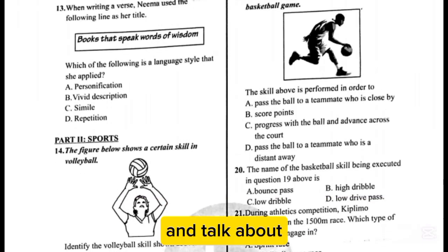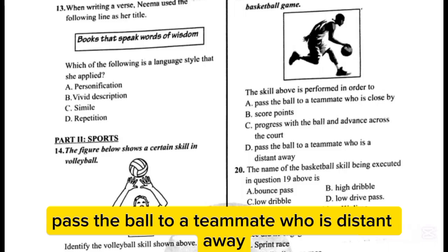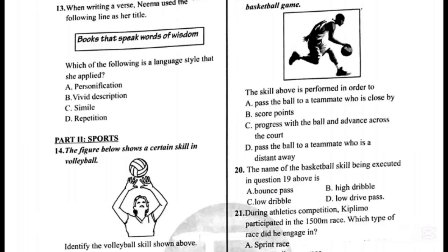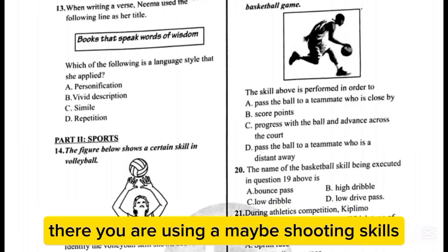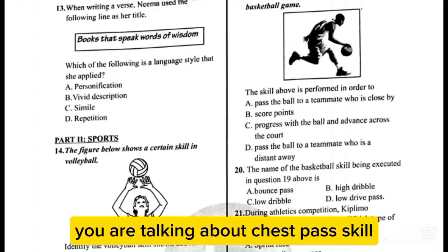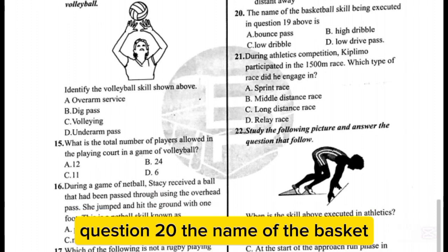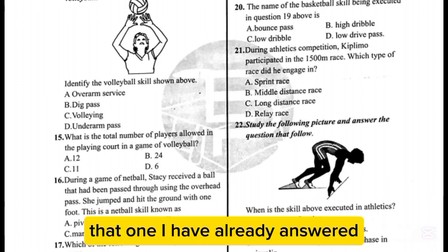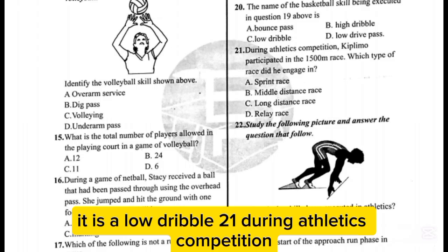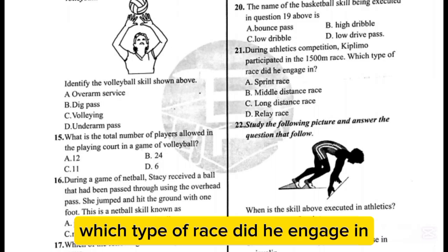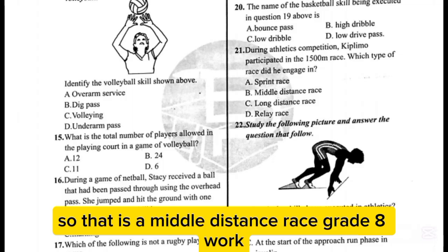When you talk about passing the ball to a teammate who is distant away, you are using the overhead pass. To score points, there you are using maybe shooting skills. Then passing the ball to a teammate who is close, you are talking about chest pass skill. Question 20. The name of the basketball skill, I have already answered, it is a low dribble. 21. During athletics competition, Kiplimo participated in the 1500-meter race. Which type of race did he engage in? So that is a middle distance race, grade 8 work.